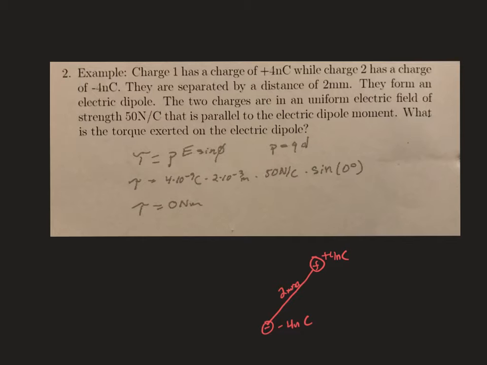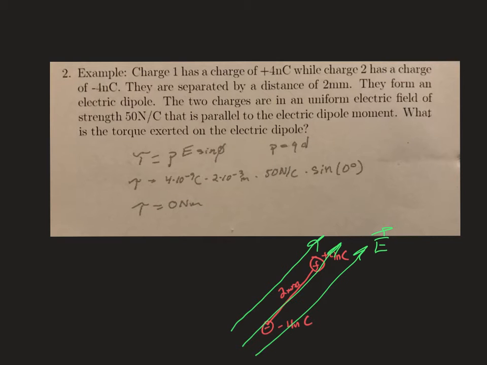Alright, and it's in a uniform electric field with a strength of 50 newtons per coulomb, and that is parallel to the electric dipole moment. So remember, the electric dipole moment is in the same direction as d, the distance between the two charges. So that means the electric field is pointed along here. So that's our uniform electric field. So we want to know what the torque exerted on the dipole is.